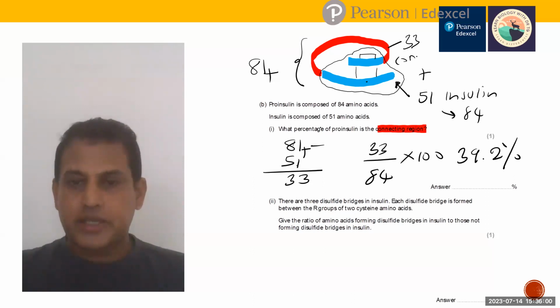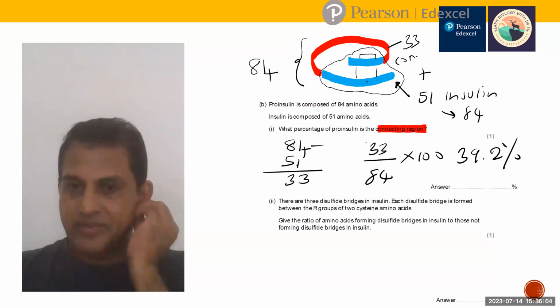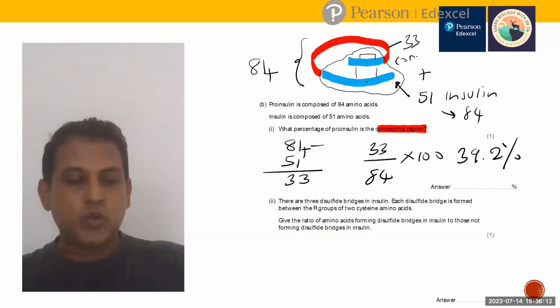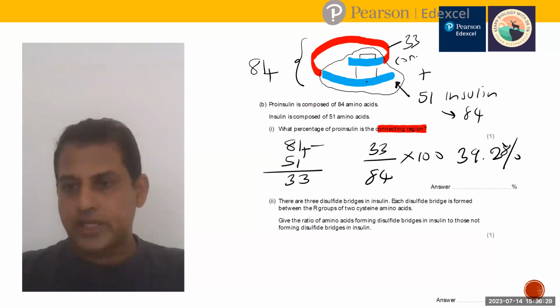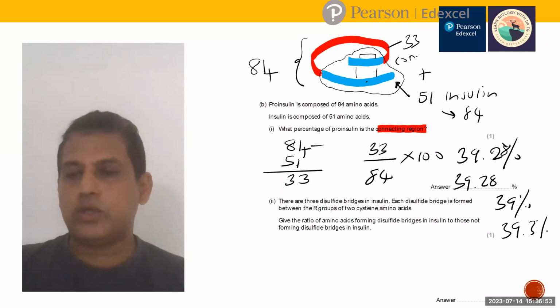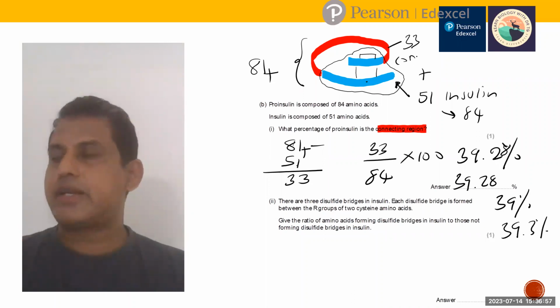So we have to check now whether any specification is given, that means significant figures or rounding of the numbers. What is the percentage of proinsulin that is the connecting region? I got 39.28. 39.28 is the answer, as it doesn't say anything about rounding, so anything will be okay. So it is actually 39.28. I can write 39.28, or I can round it up to 39, or 39.3%. So there's no strict rule in this case. So we can write like this.